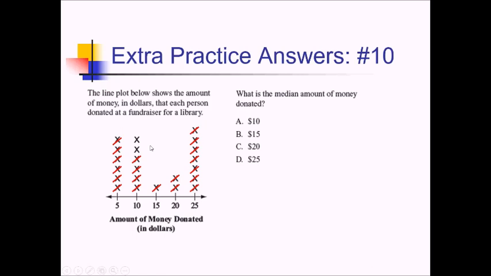Now, if you have 2 items, the median is always the mean or average of those 2 items. So these are both 10s because their X is above the 10 spot here. So we basically have 10 plus 10 over 2, which is, of course, just 10. So that's our median, which means A is our answer.